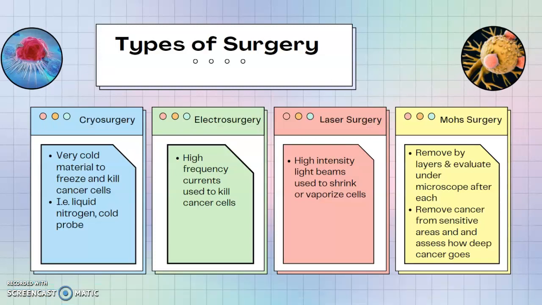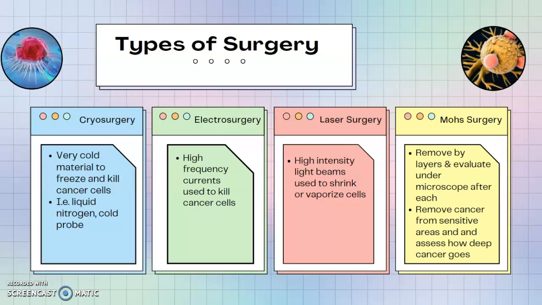So there are a number of different types of surgeries that can be used to surgically remove cancer. Cryosurgery is when cold material like liquid nitrogen or a cold probe is used to freeze and kill cancer cells. Electrosurgery applies high-frequency currents to kill cancer cells. Next is laser surgery, which uses high-intensity light beams to shrink or vaporize cells. And then Mohs surgery removes cancer from sensitive areas and assesses just how deep into the tissue the cancer is.